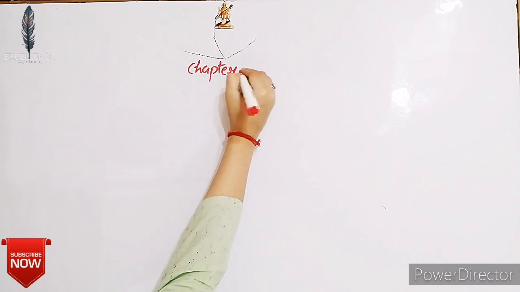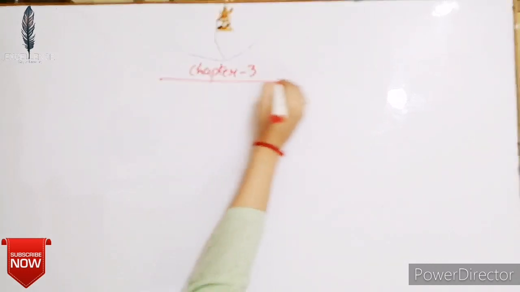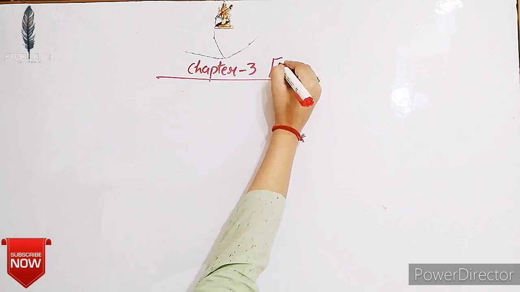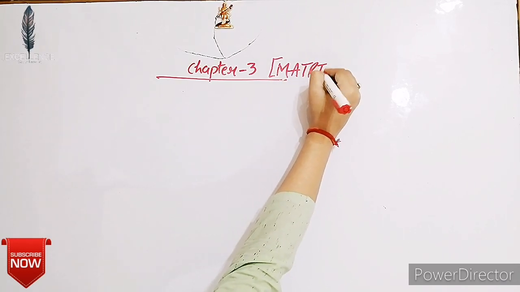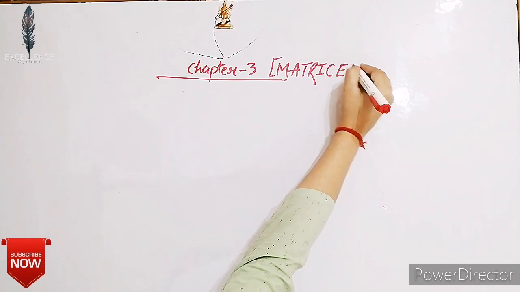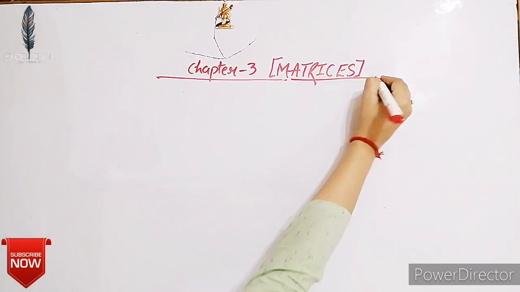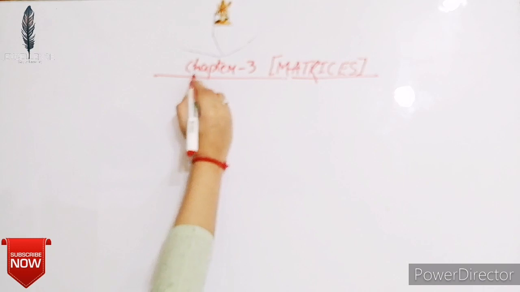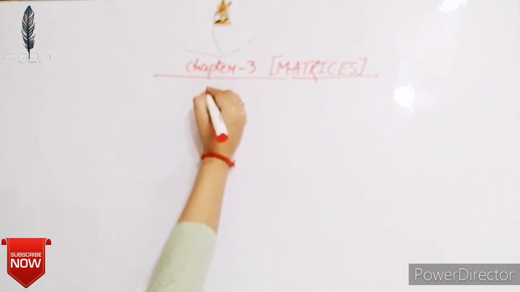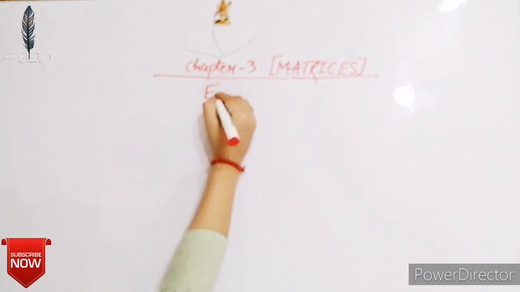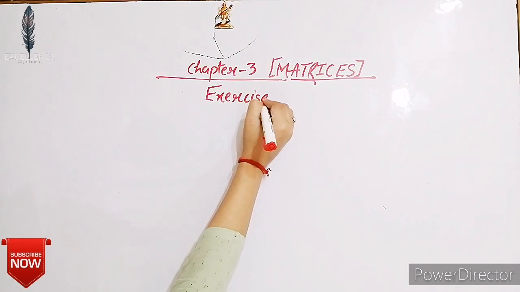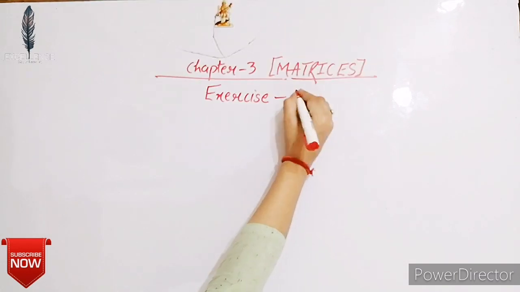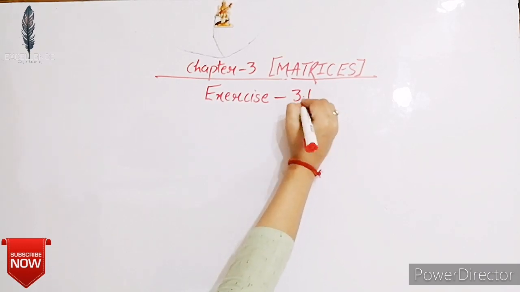In the previous session we discussed the intro and the types of matrices. Now in this session we'll start the first exercise of this chapter, Exercise 3.1. After this exercise we'll focus on the operations and the properties of matrices. Now let's start Exercise 3.1.